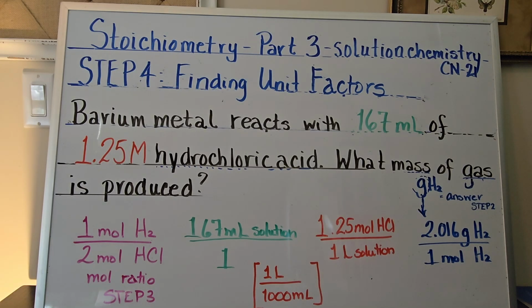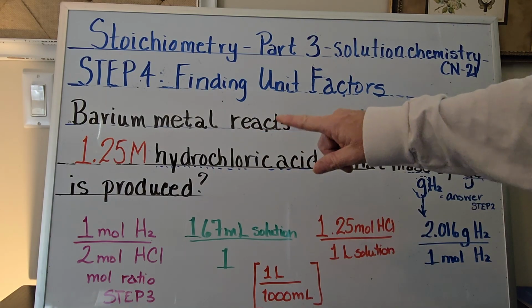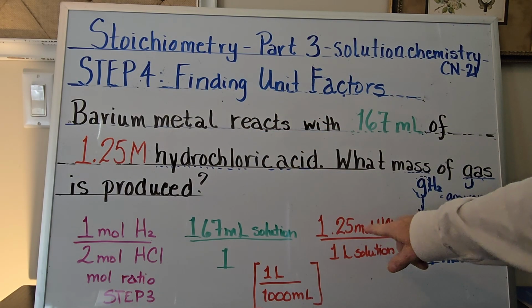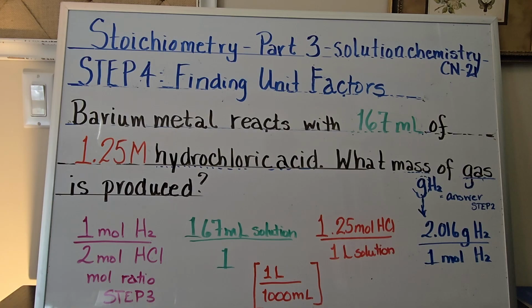Now we have an amount of a reactant. But remember, this is solution chemistry, and this amount of reactant actually comes in 2 unit factors. One is the liquid volume. I have that in green. It's a plain number, 167 milliliters of solution over 1. The other part of that amount is actually given in our concentration. Remember, I said we're going to rewrite big or capital M as moles per liter, so 1.25 molar is going to become 1.25 moles HCl per 1 liter of solution. That's our second unit factor.